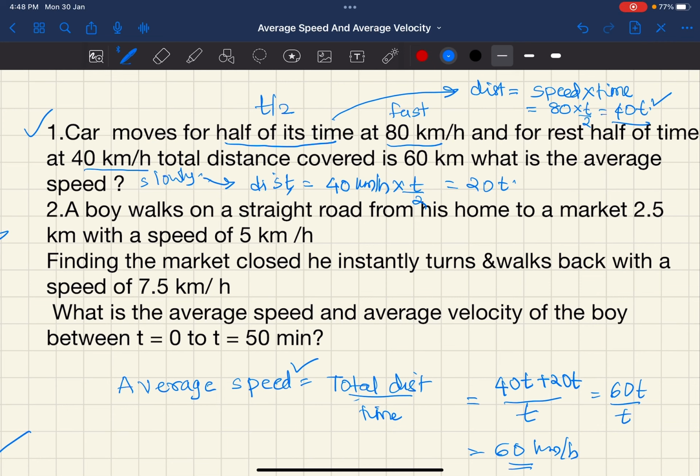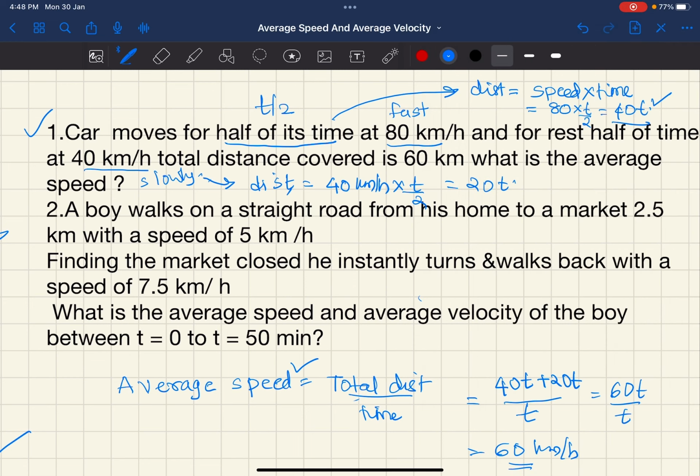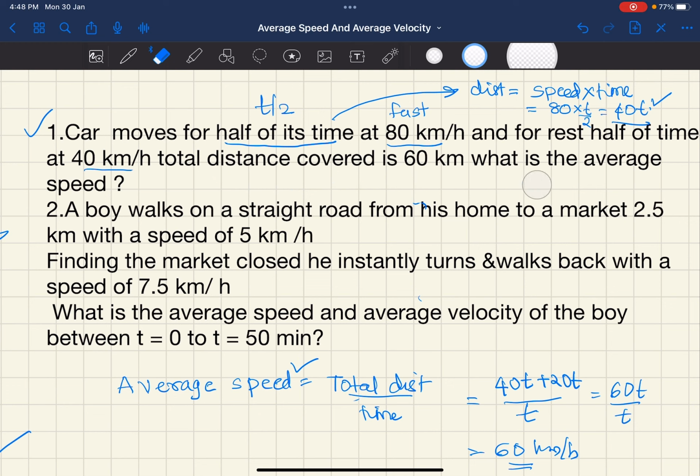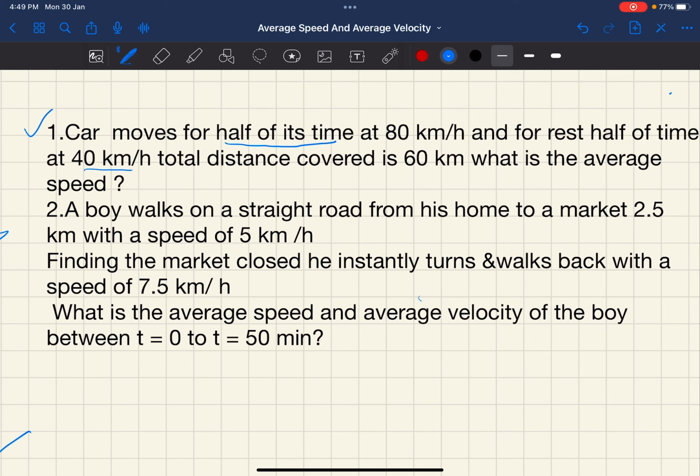Now let us go to the second example. So let me rub this and go to the second case. It is about a boy who is walking from his home to the market. And it is given that the market is 2.5 kilometers from his home.